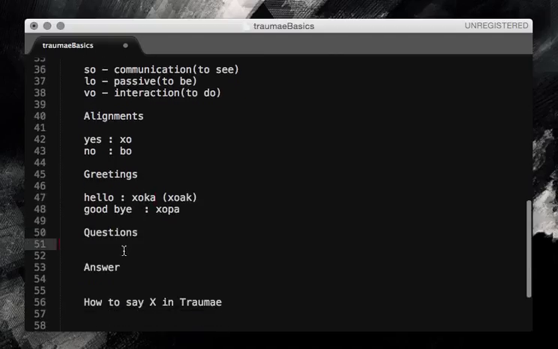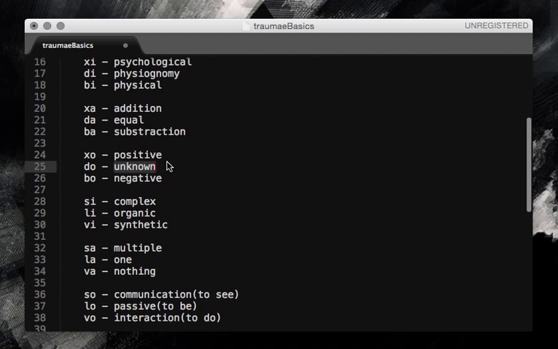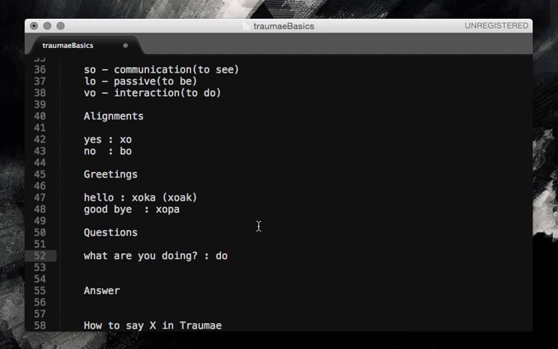Okay, let's learn a question. The first question that we could learn is, what are you doing? This implies a question. So to ask a question, you're going to use do, which is in between gzo and bo. This is for unknown, and it basically means that you're unsure about something. If you're going to say gzo, something like doing in Trauma is vo. So gzovo would be like, it's good that you're doing. But if you use do, it's like, I don't know what you're doing.